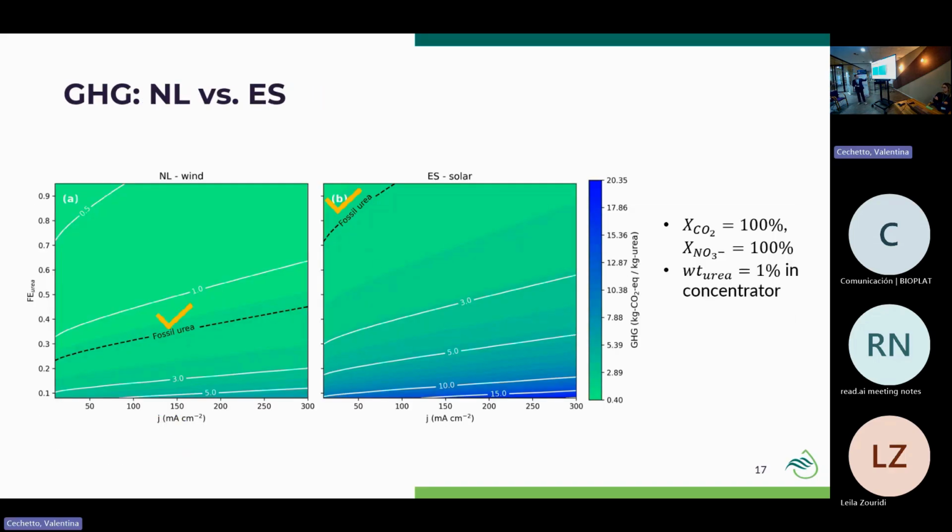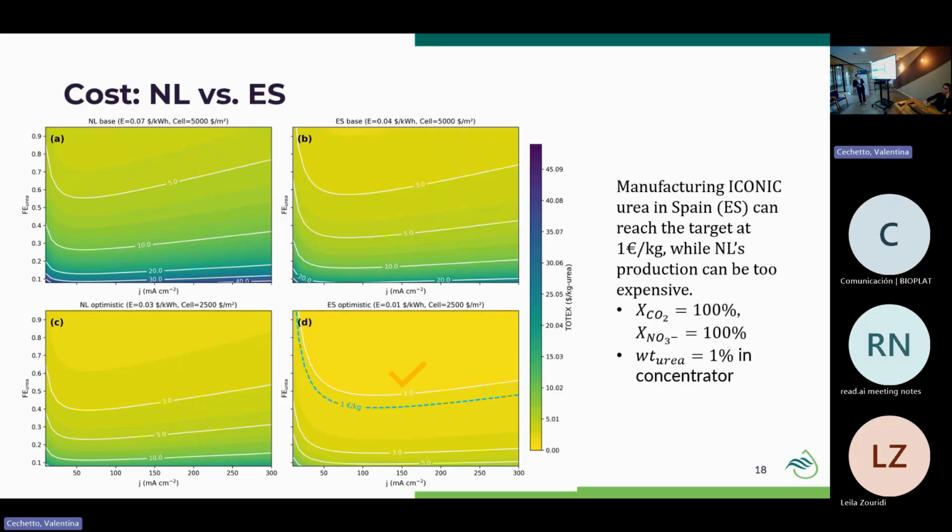So we compare our new technology with fossil urea. If we place this new technology in the Netherlands, we find this might be the feasible region to compete regarding the greenhouse gas emissions. In the Netherlands, we have a broader feasible region for the Faraday efficiency and current density. But for Spain, the window is very narrow. For the economics, it's a different story.